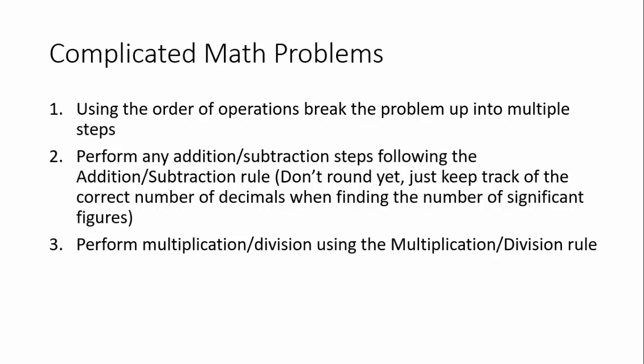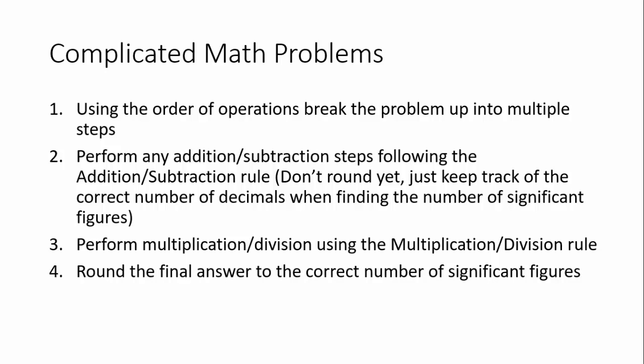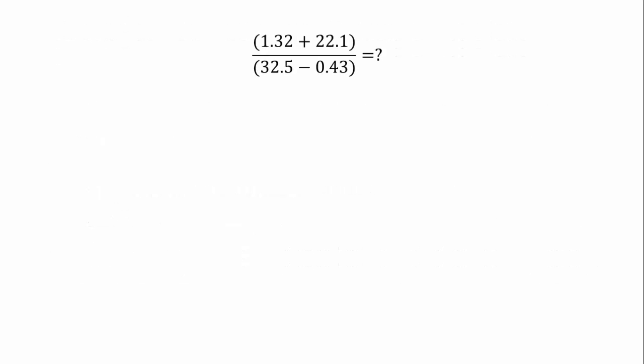Next, we perform multiplication and division using the multiplication-division rule. And finally, we round the final answer to the correct number of significant figures. Let's work a practice problem. Say we were given 1.32 plus 22.1 divided by 32.5 minus 0.43. What would the answer be?